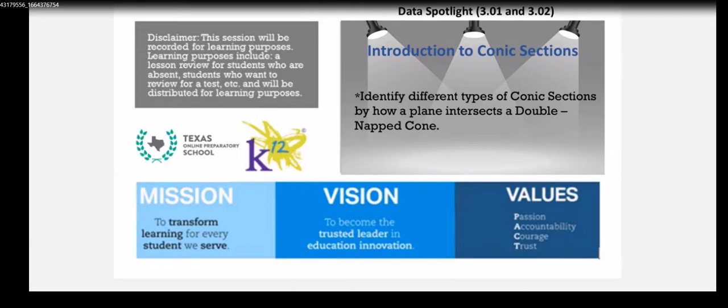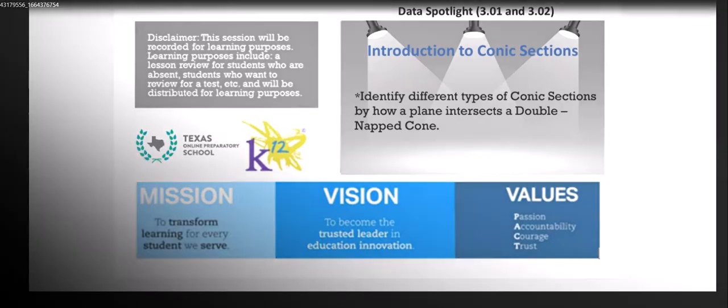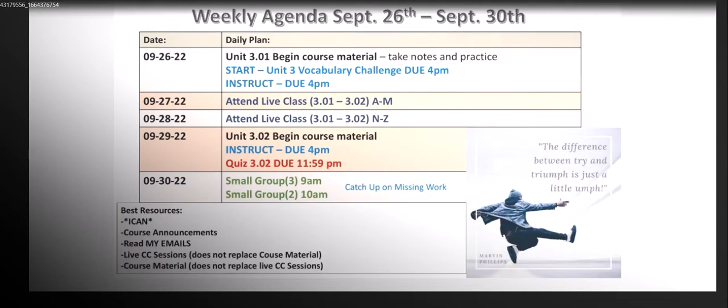Is there a question? All right, so we're going to be identifying different types of conic sections by how a plane intersects a double napped cone. And then we're going to be talking about the midpoint, translating that into 3 dimensions. So 3.01, you had a vocabulary challenge that was due. If you haven't done that, you need to go back and really get into the vocabulary. And the instruct piece means open up the course and take notes. Do the practice. Do not skip that. Live class yesterday and today, and then tomorrow you've got the instruct in 3.02. So let's go over what's in 3.02.